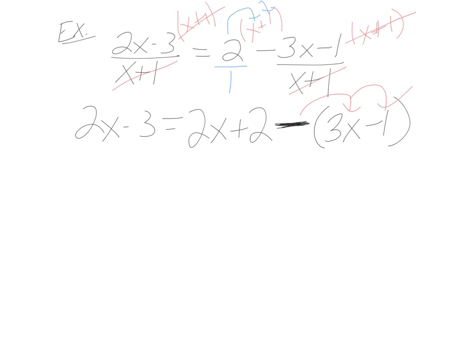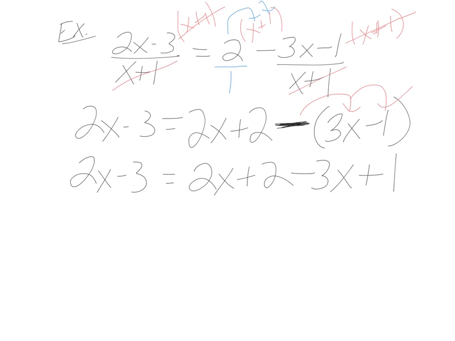This is something I always do when there's a minus in front of a fraction. That helps me remember that the minus affects both the 3x and the negative 1. So let's go through now and do that distribution. We've got 2x minus 3 equals 2x plus 2, and then distributing the negative will make us have minus 3x plus 1. So a minus in front of a fraction, be really careful.